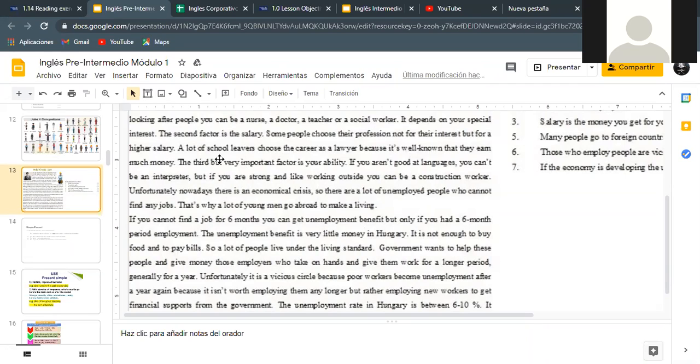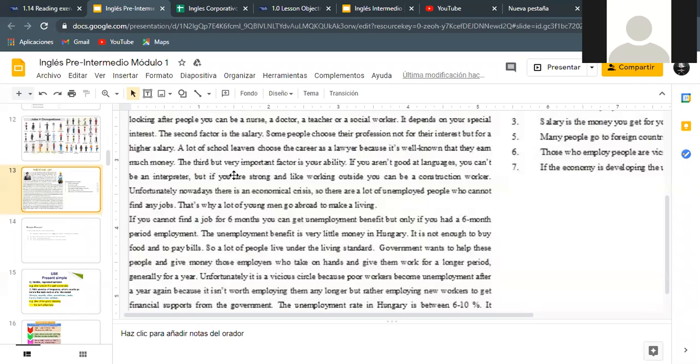A lot of school leavers, estos son como los que van saliendo de la escuela, la gente que se va graduando. Choose the career. What is career? Carrera. Very good. So they choose the career as a lawyer because it's well known. What is well known? Ellos saben. No. Bien conocido. Bien conocido. Very good. Entonces, es bien conocido, dice ahí, that they earn, como dijimos allá, much money.